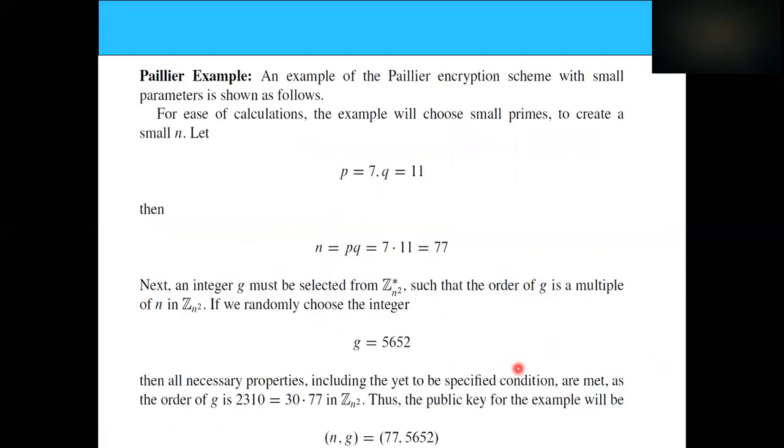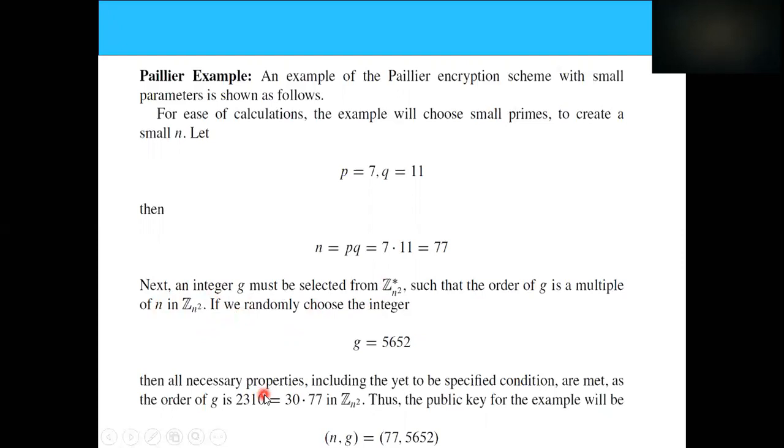So let us take one example. Take two primes p and q and multiply them to get n. Take any integer g such that the order of g is a multiple of n in Zn square. If I select g as 5652, that is quite a bigger number compared to 77 square, so in that case you will have to take a g which is a multiple of this.